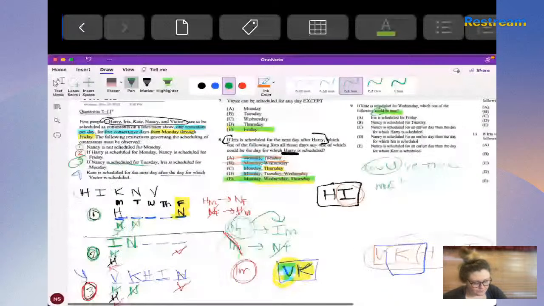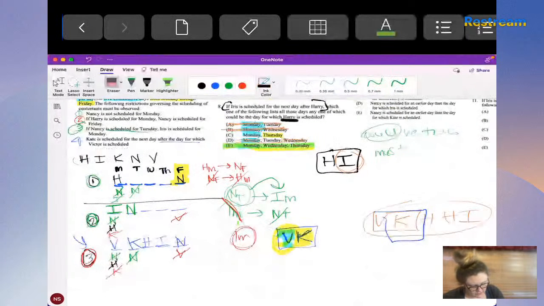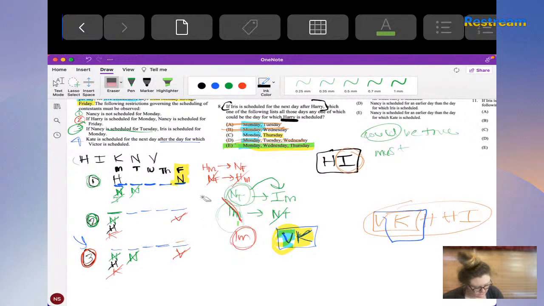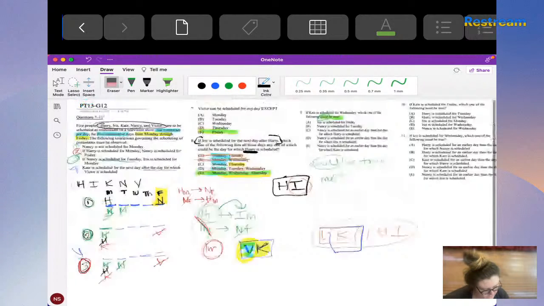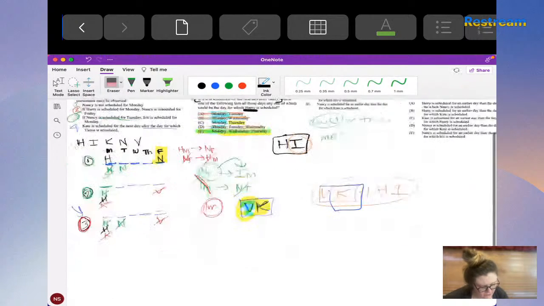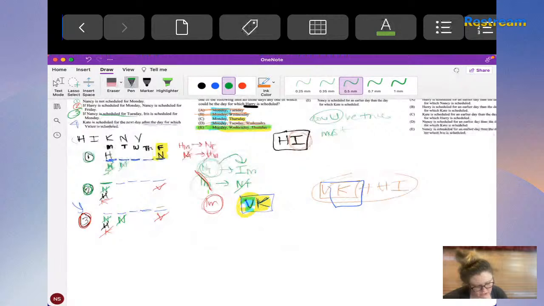And so I need to erase whatever I just did. Cool. All right. And so we're saying if K is scheduled for Wednesday. So I'm just going to draw a new diagram just so I don't have to keep erasing it.